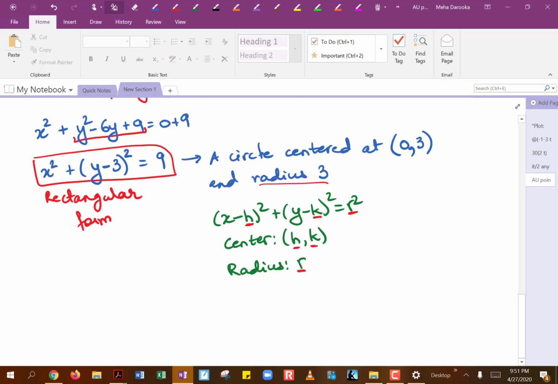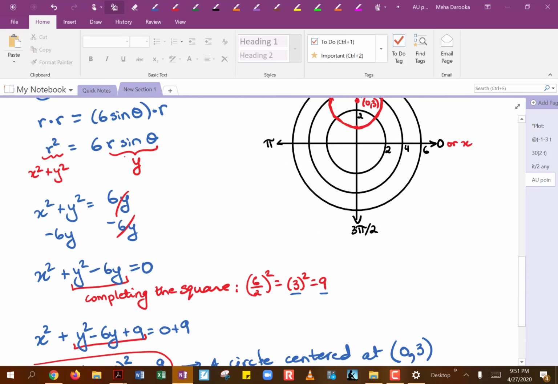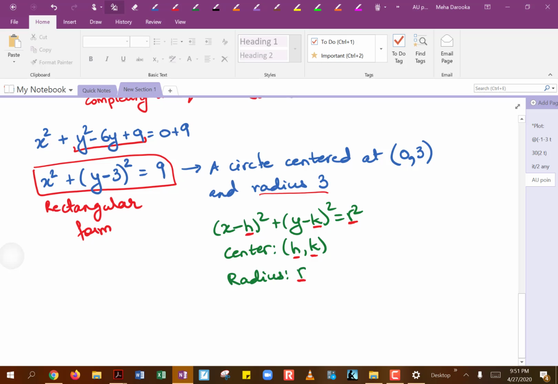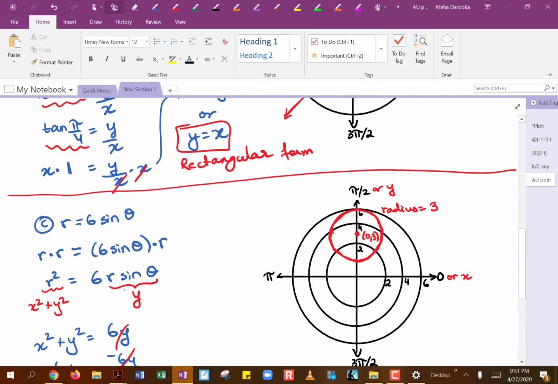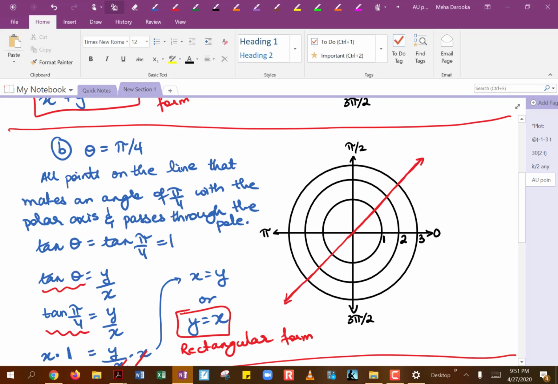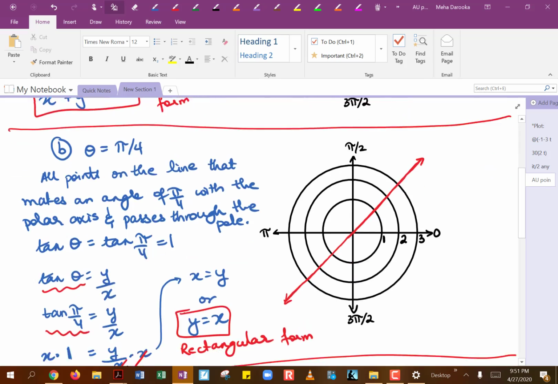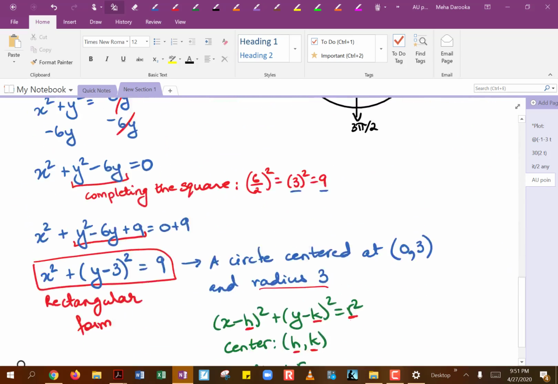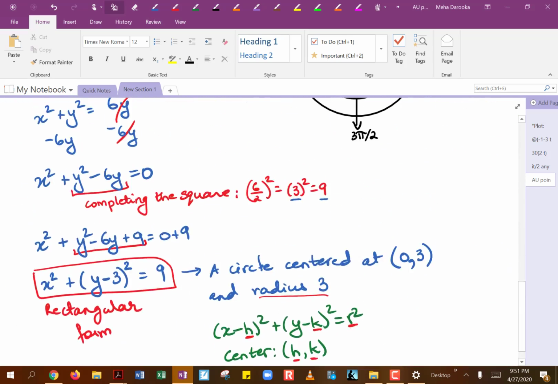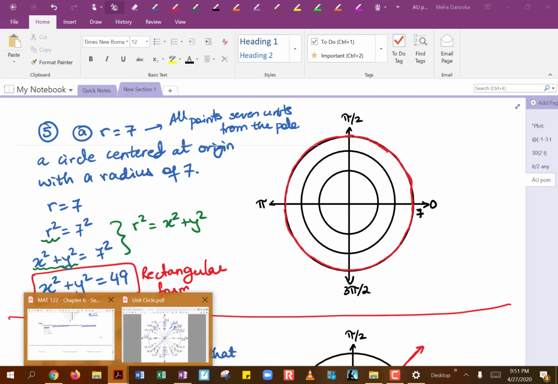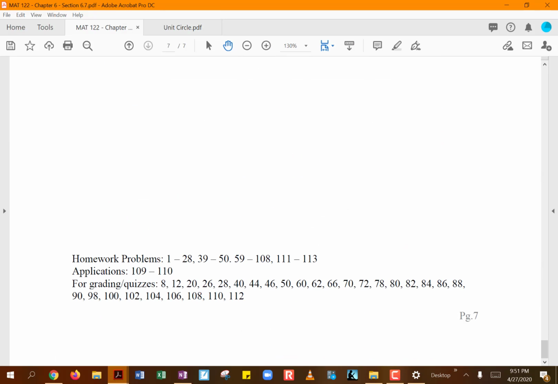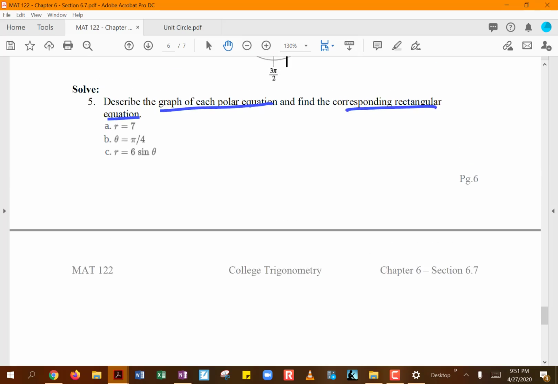Alrighty, so this is how we went from the polar form to a rectangular form. So again, like I said, for each of these parts, A, B, and C, you can see each one of them had a different approach. So that is something you are going to have to practice and see how to come up with your rectangular equations. Alrighty, so this was our example for 5, and I believe this was our last example over here.